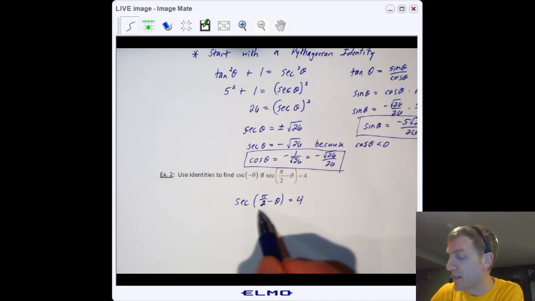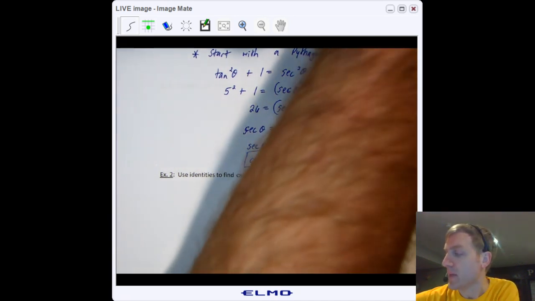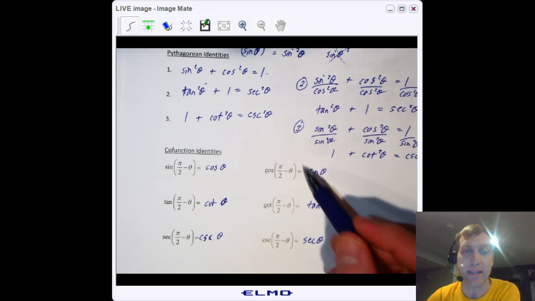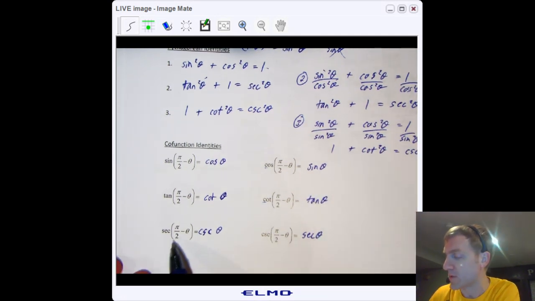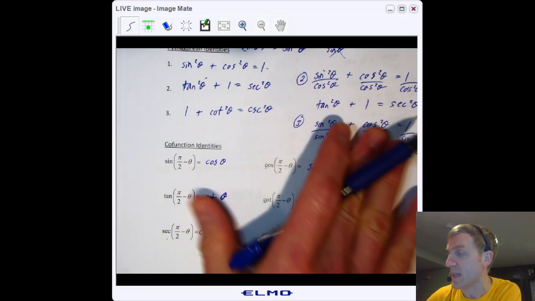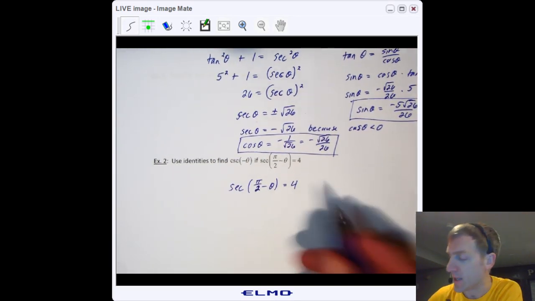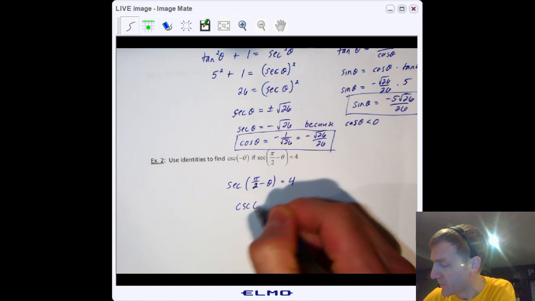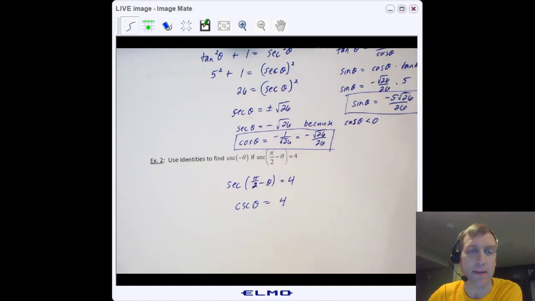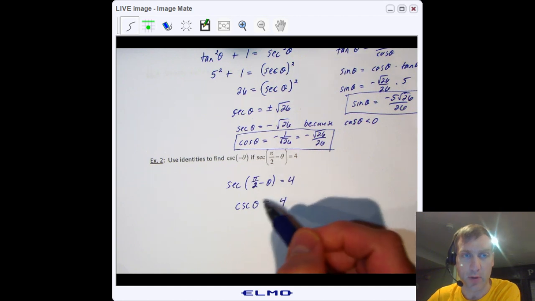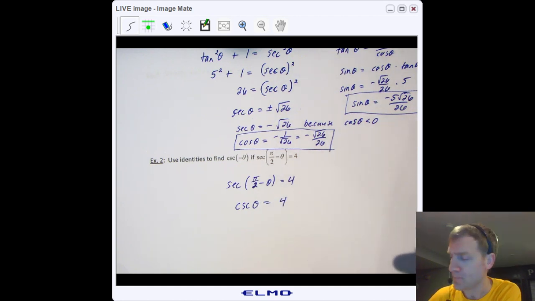Anytime you see the pi over 2 minus theta, that automatically should tell you to use one of your cofunction identities. Well, what does cofunction say? Secant pi over 2 minus theta is the same as the cosecant of theta. Remember, that's where that name co in cofunction comes from. Secant becomes cosecant. So this means that the cosecant of theta is also 4. Since these two are equal, if this one equals 4, cosecant theta also is 4.